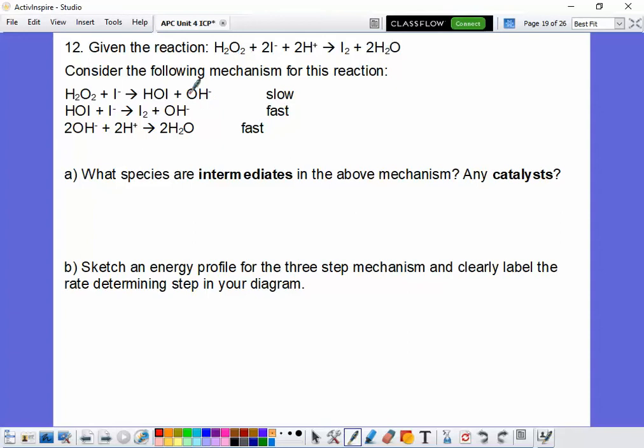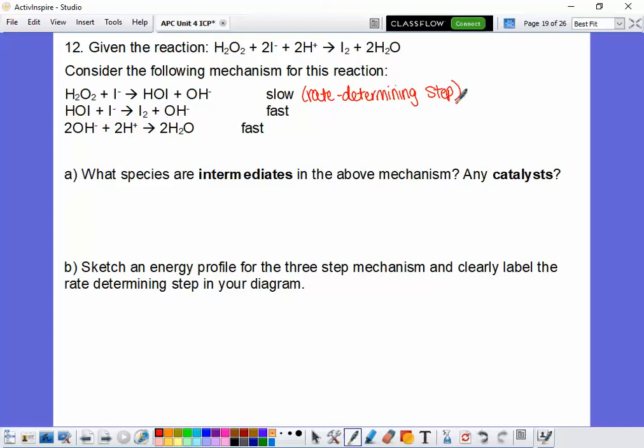One of the steps of a mechanism will always be identified as being the slow step. There will always be one step that's slower than the others. Okay? In this case, my first step is the slow step. But we aren't given information on how much slower. It could be just a smidge slower than the other two. But it's still slower. Okay? The slow step is also called the rate determining step. Okay, and I'll talk more about that in just a little bit. Let's first just talk about these intermediates and catalysts.